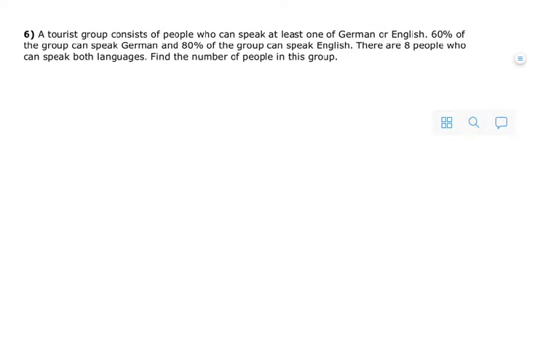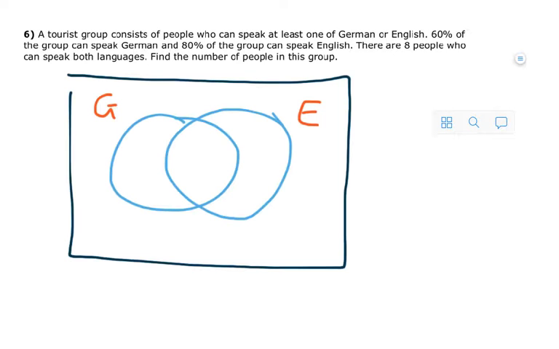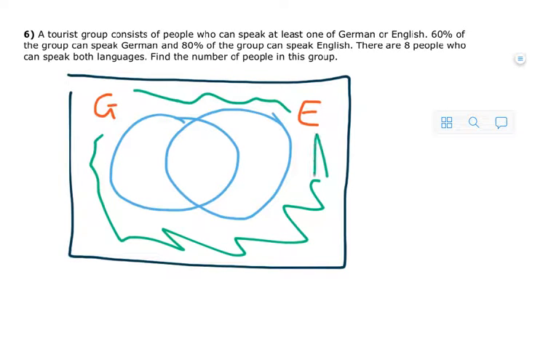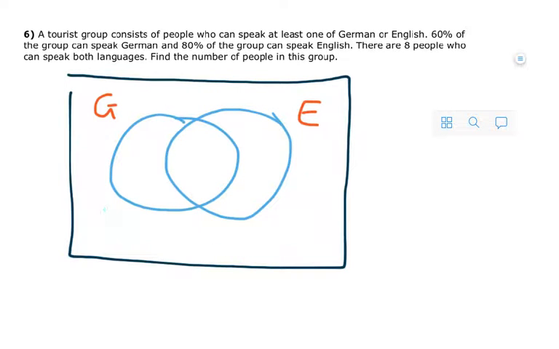Question 6, then again we'll try and put this into a Venn diagram. So it says that a total group consists of people who can speak German or English and speak at least one. So that means that we've got no elements outside of that union. So 60% can speak German and 80% can speak English. So if I put that into decimal notations, then we're looking to find what percentage speaks in this intersection.